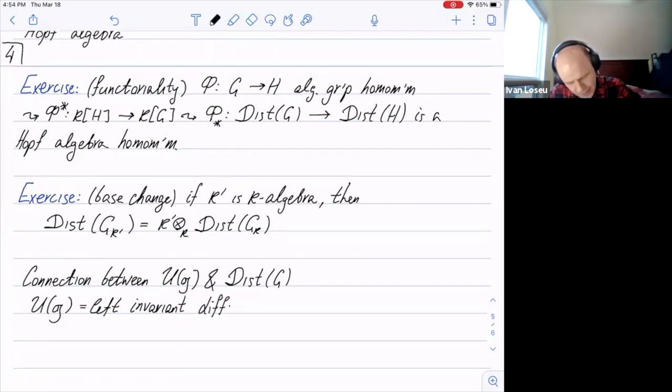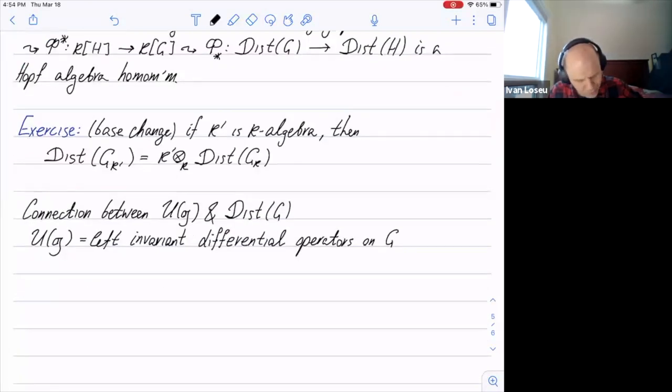We know that in the settings that we care about, U of G is the left invariant differential operators on G in the usual sense. And in particular, U of G embeds into the endomorphisms over K of K of G.